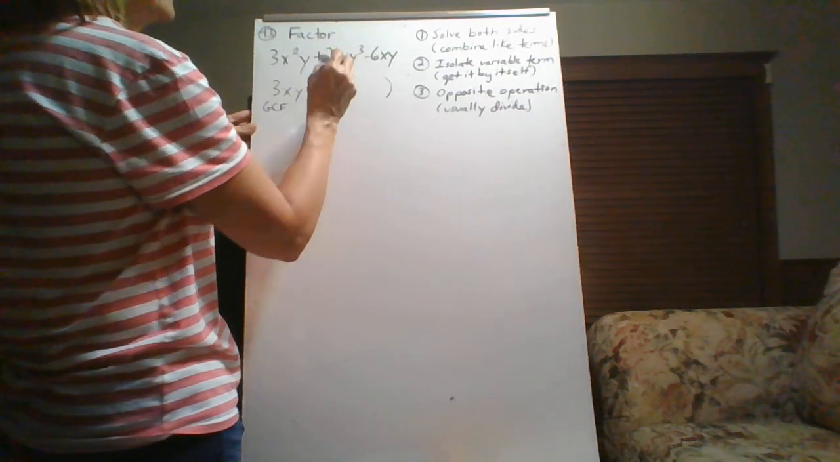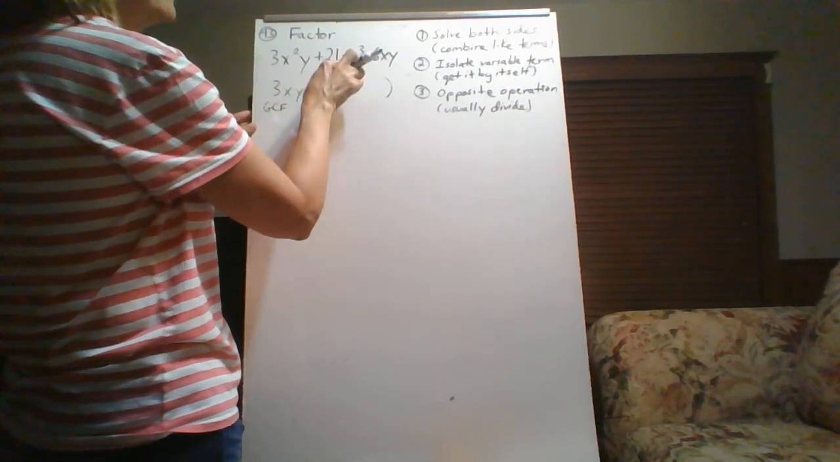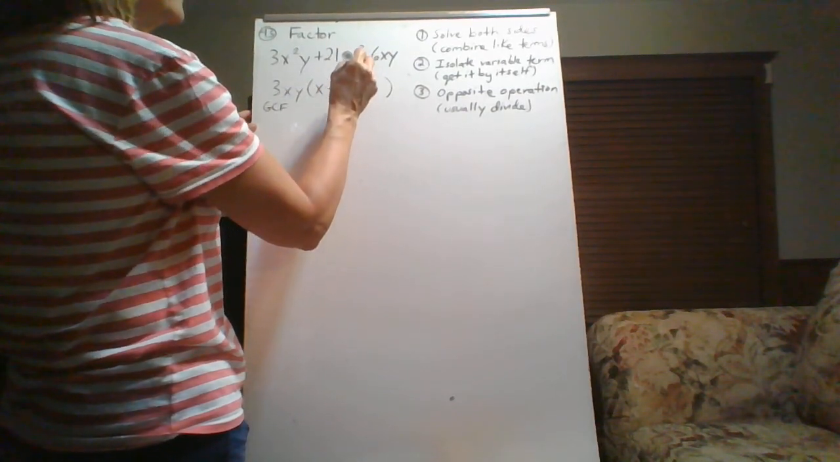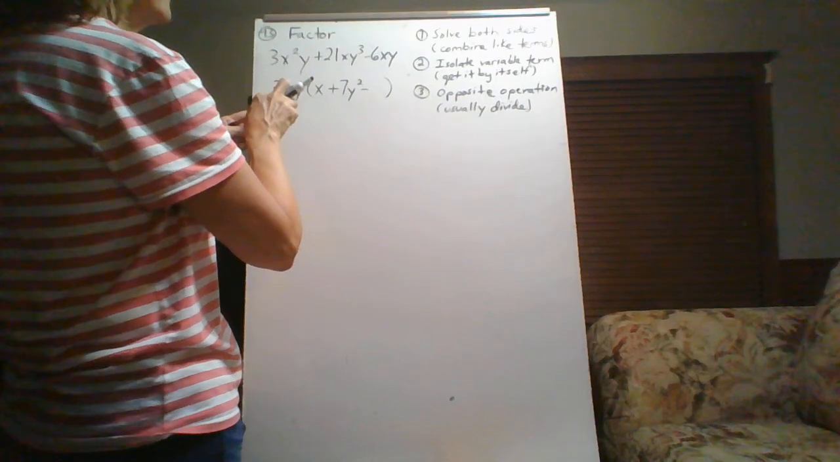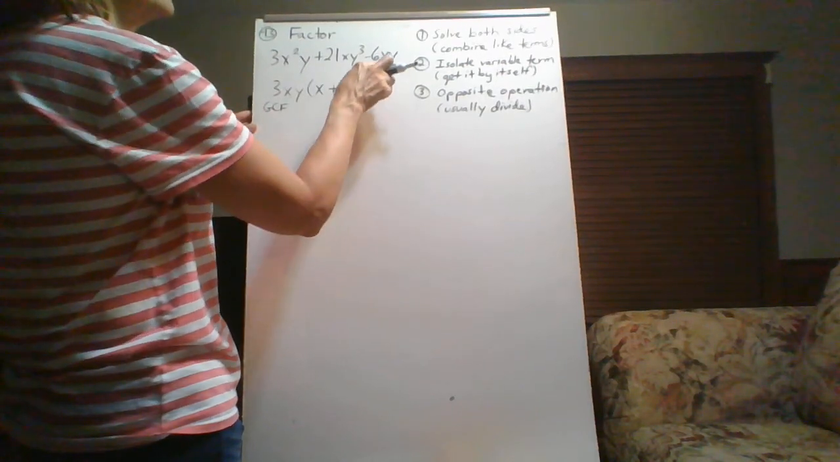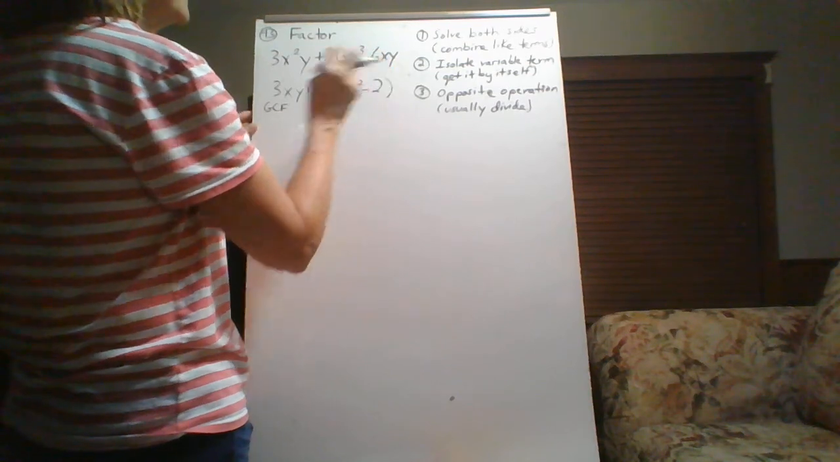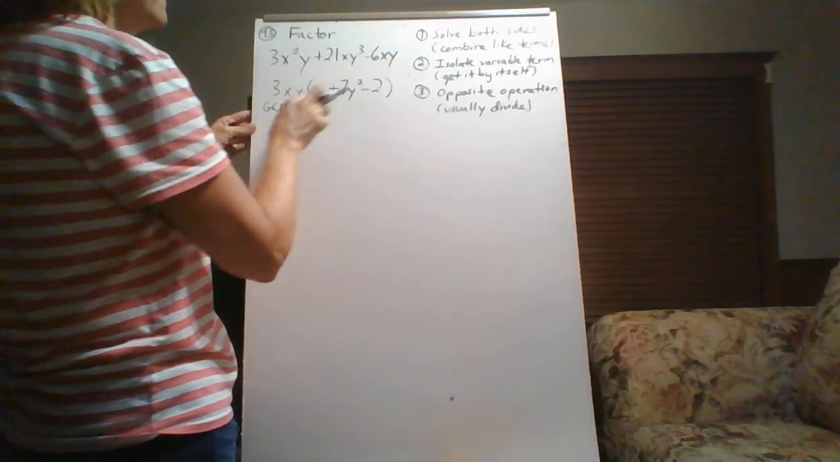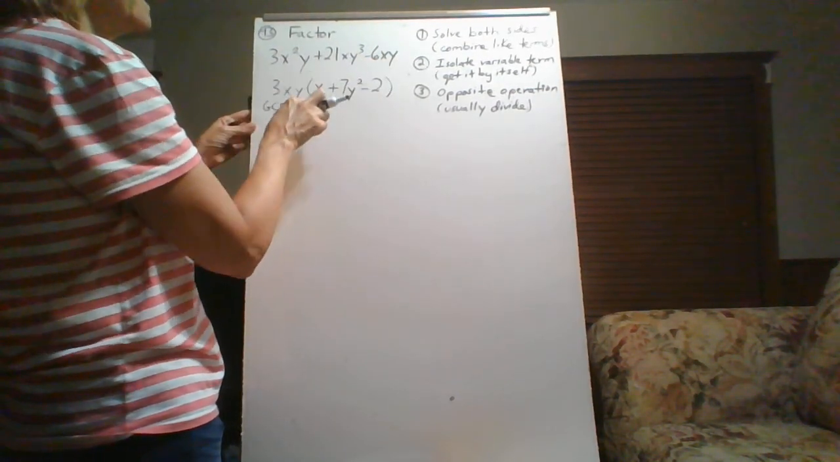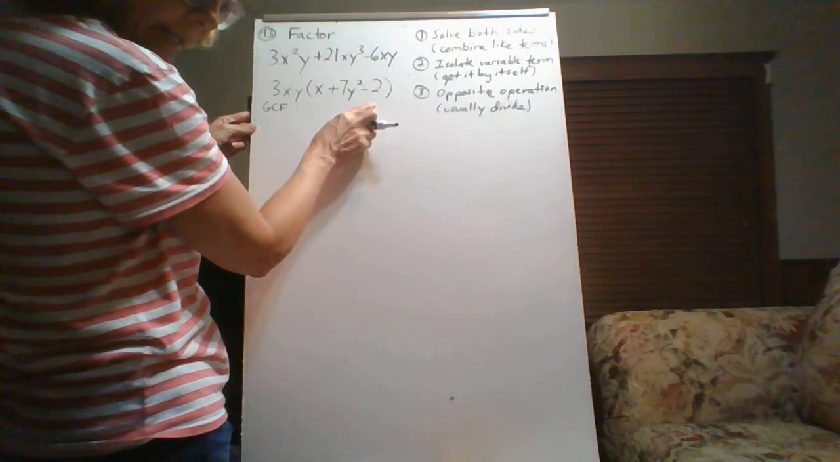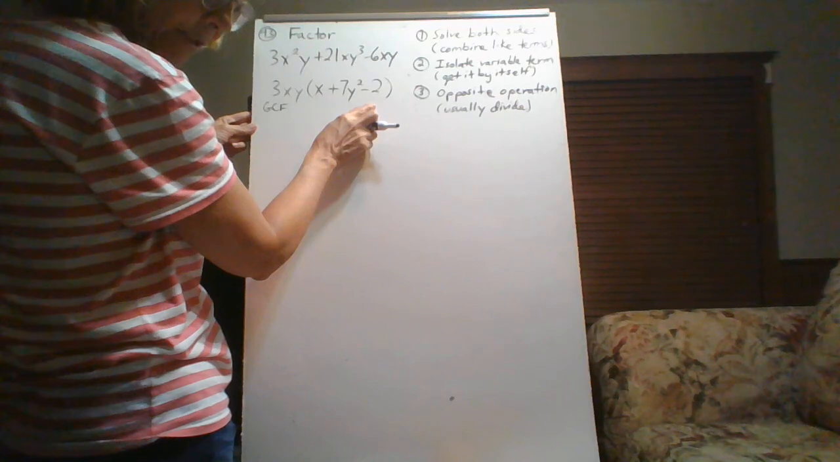Well, 3 times, I got to do 7. X times, don't need to do that. Y times what for y cubed? That'd be y squared. And then minus 3xy times what gives me 6xy. 3 times 2 gives me the 6. I already have the x and the y. So 3xy times x plus 7y squared minus 2. And that is Answer E.